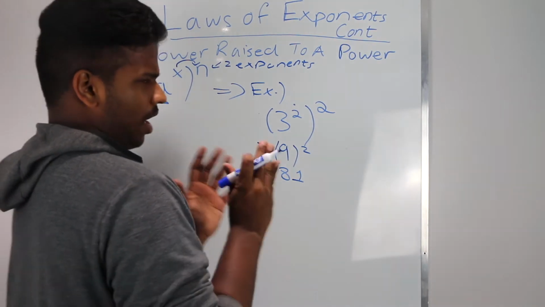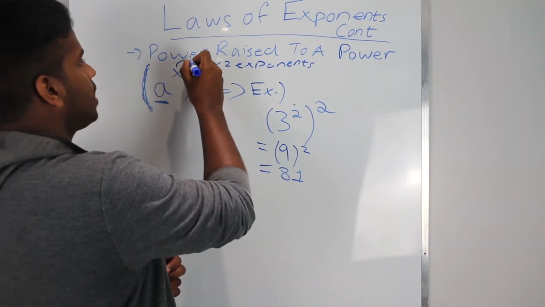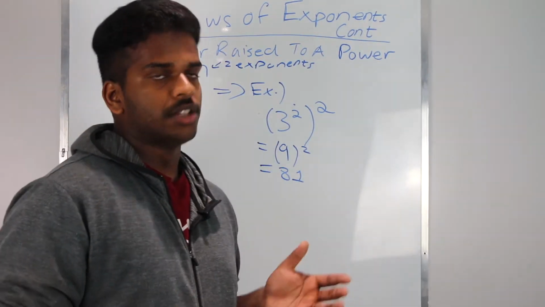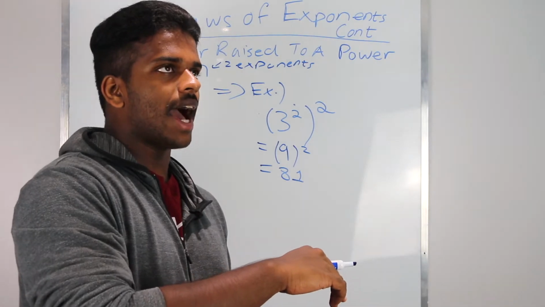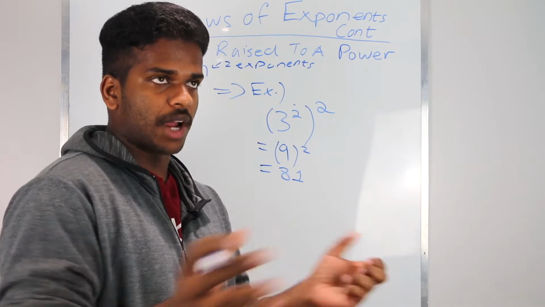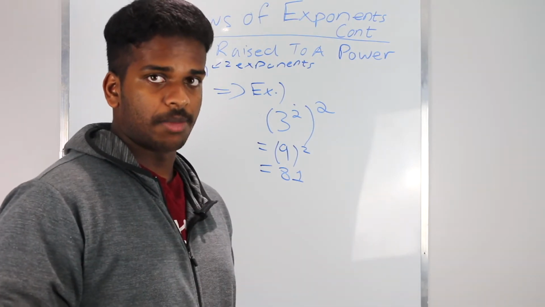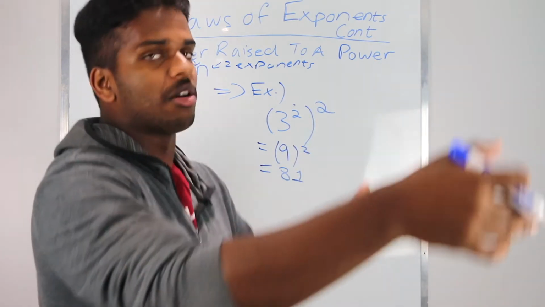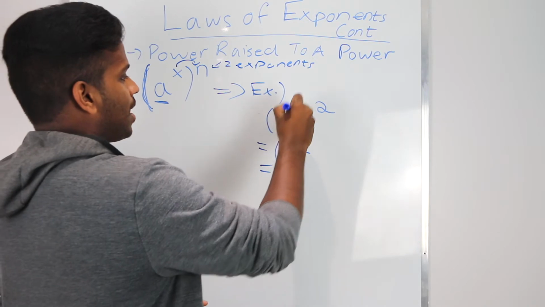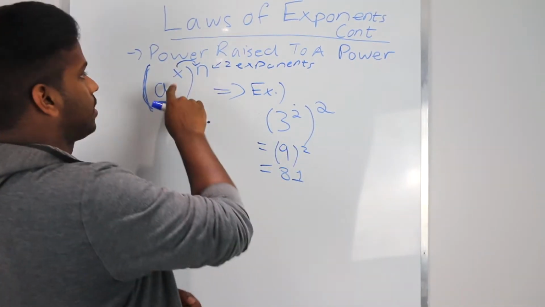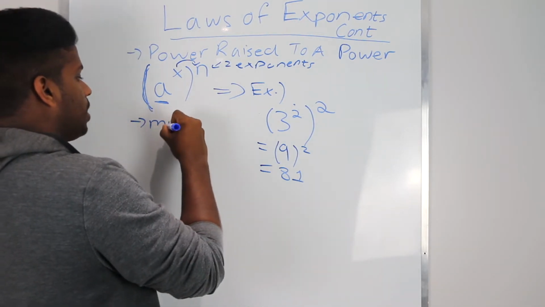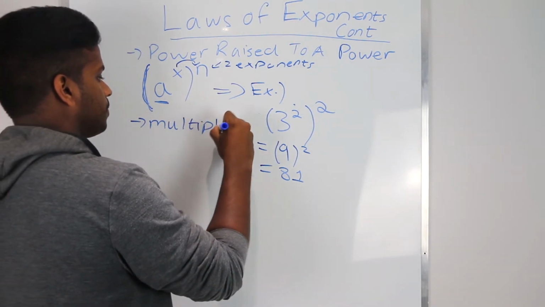So what do the laws of exponents say? When a power is being raised to another power, we multiply the exponents. Notice how in the last video we added the exponents when we were multiplying two exponents with the same base, and subtracted when we were dividing exponents with the same base. So right now we're doing the next step, which is multiplying. So when we have one base raised to two different exponents like this, we multiply the exponents.